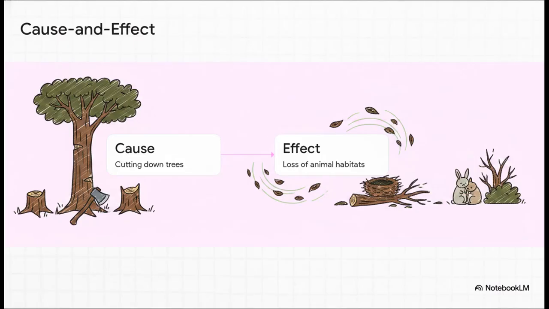All right, it's time to open up that construction toolbox and carefully examine our very first structure, cause and effect. Think about a typical science article. It explains how one single event makes another event happen. For example, cutting down trees, which is the cause, directly leads to the tragic loss of animal habitats, which is the effect. Understanding this invisible link completely changes how you absorb the information.